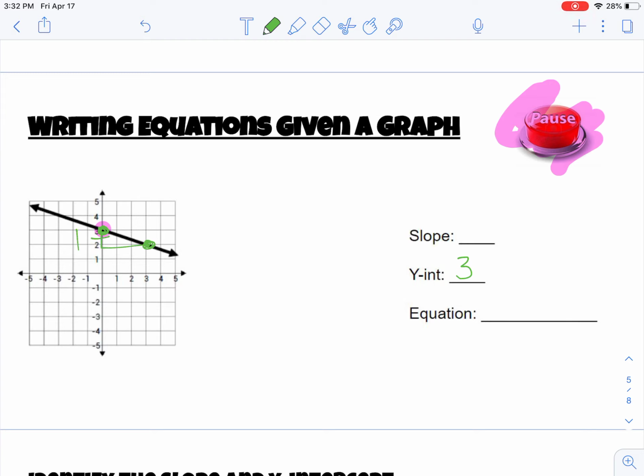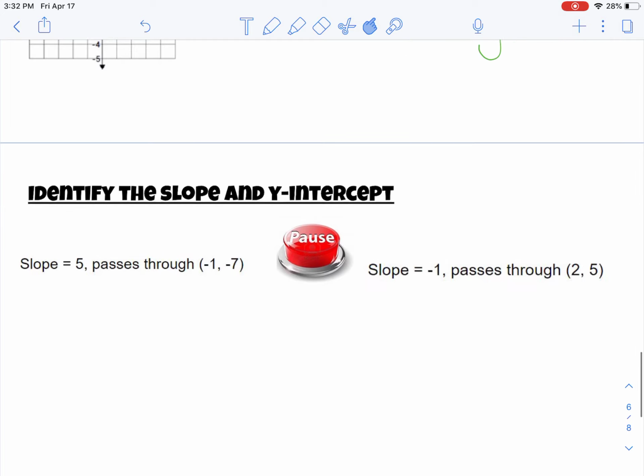So from here to here is 1, but notice that it's dropping, so it's actually negative 1. And then my run is 3. So my slope is negative 1/3. So when I write my equation, I have y is equal to negative 1/3 x plus 3. All right, awesome. One more thing.